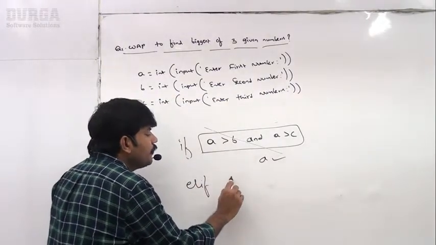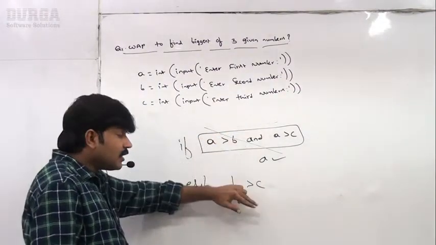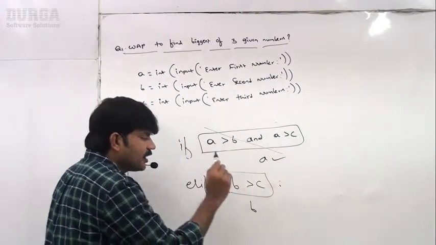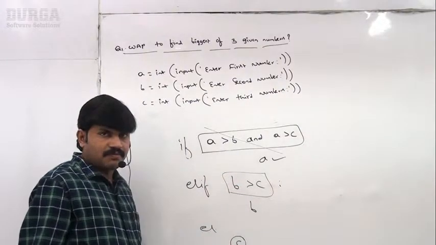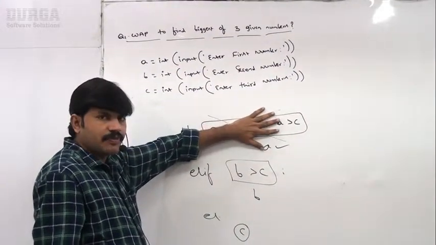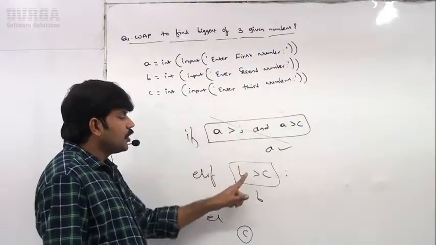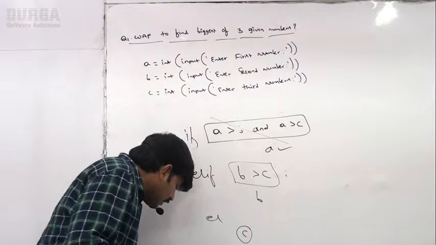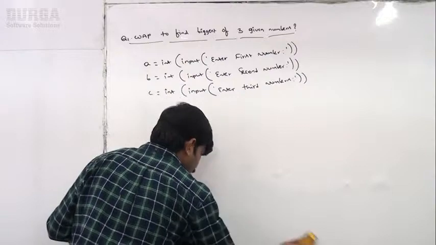If b is greater than c. So if this condition is not satisfied and b is greater than c, then b is the biggest number. Even if this condition is also not satisfied, then automatically c is the biggest number. Observe that when a is not the biggest number, either b or c is the biggest number. So if b is greater than c, b is the biggest number, else c is the biggest number, right? That's what you should be aware of. Let me write the logic clearly so that you will understand it better.